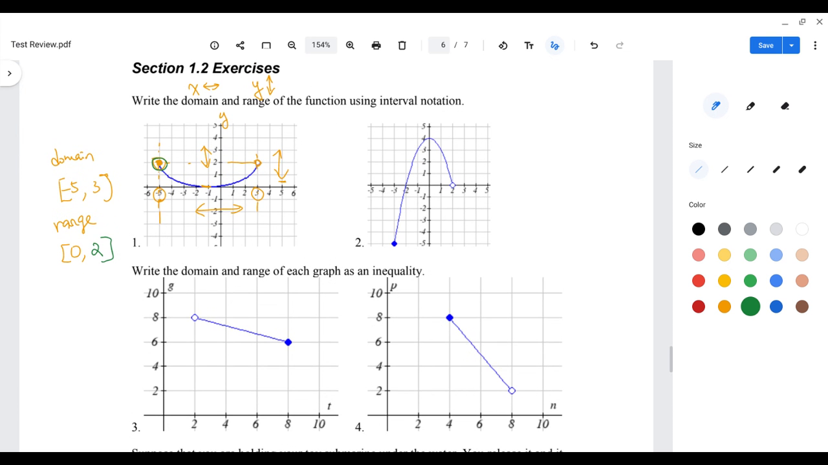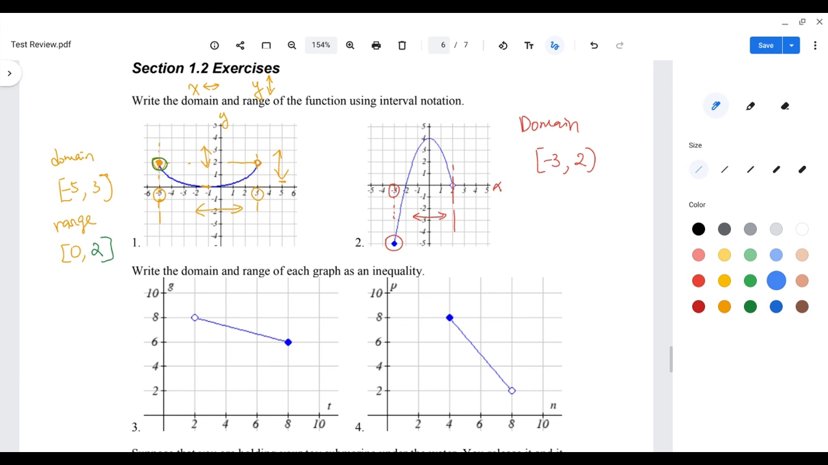What about number 2? Number 2, let's look at domain. Domain is left and right. From the left, on the x-axis, it starts at negative 3. Since it's a solid dot, it's negative 3, bracket. Then it ends at 2, but it's a hollow dot, so it's a parenthesis.